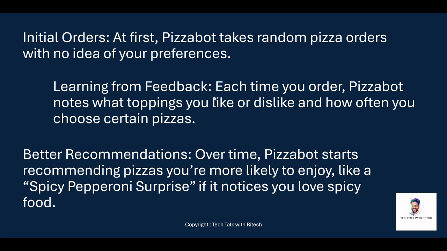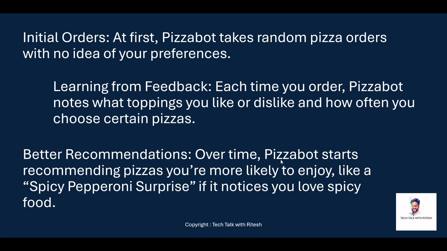Learning from feedback. Each time you order, PizzaBot notes what toppings you like or dislike and how often you choose certain pizzas, etc. So now it has learned, and it stores that information, because the next time you interact with the same bot, it will see, okay, the last time this person was not liking chili flakes, etc. So it won't give you that advice.